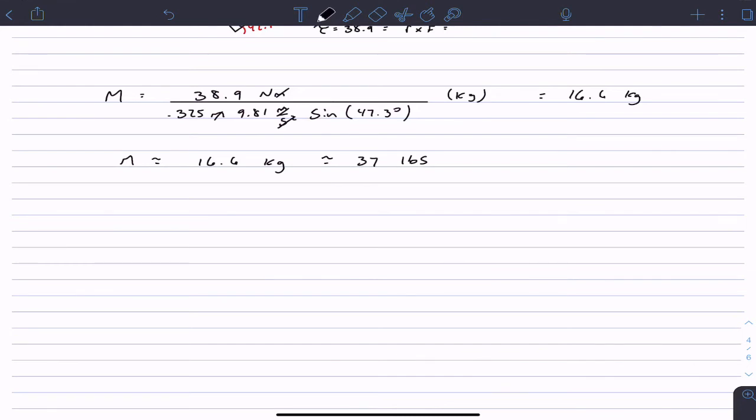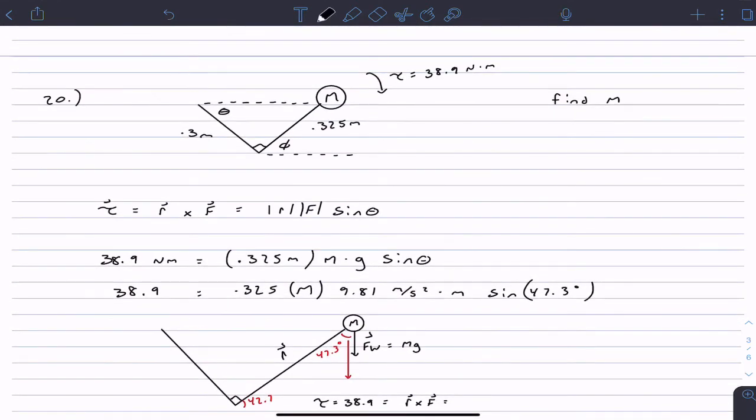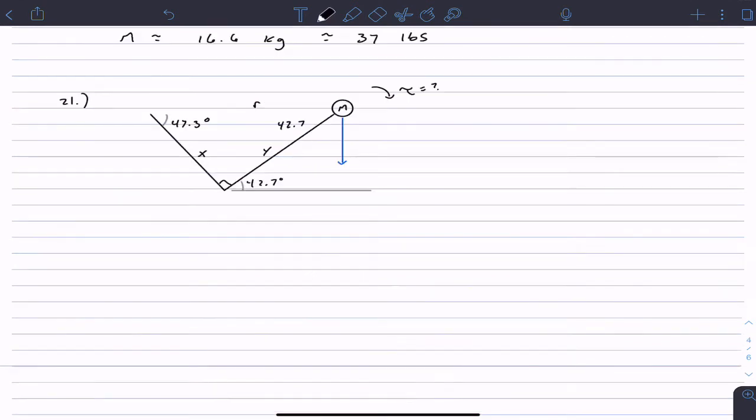All right. Next problem is the same scenario. We want to know what is the torque exerted by the dumbbell around a shoulder. So this is our basic setup once again. We know that this is 90 degrees down here. We're told in the diagram that this is 47.3, so we know that this angle over here with respect to a horizontal line is going to be 42.7.